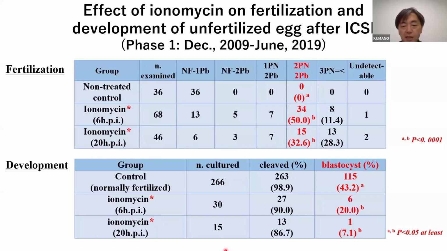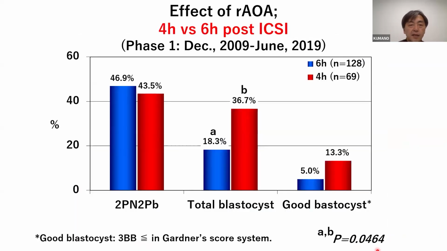When cultured up to day 5, the control means the normally fertilized oocytes without ionomycin treatment. The blastocyst rate was 43%. In the rescued AOA group, when ionomycin treatment was performed 6 hours after sperm injection, the blastocyst rate was 20%. And in the 1-day-old treatment group, the blastocyst rate was almost zero.